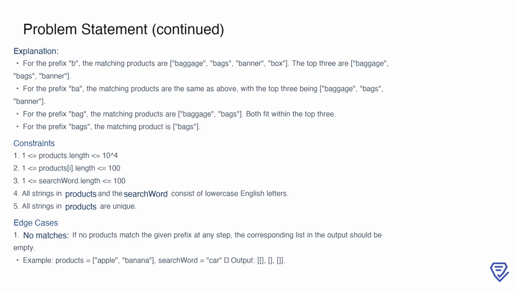For edge cases, consider situations like when no products match a given prefix. In such cases, the output for that prefix should be an empty list. For example, if the products are apple, banana, and the search word is car, then the output for each prefix of car would be empty lists. Another edge case is when there's only one product in the list. In this scenario, that single product should be the suggestion for every matching prefix.